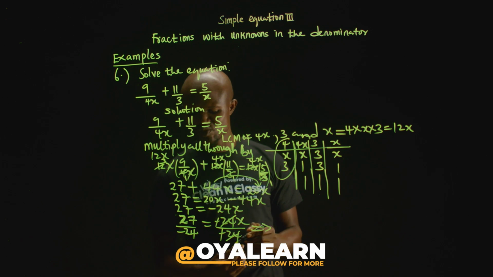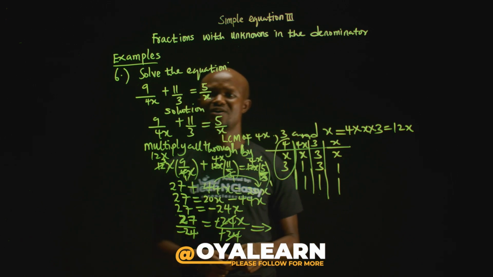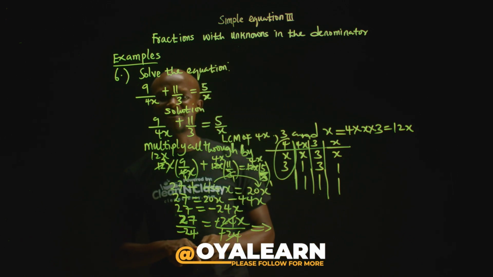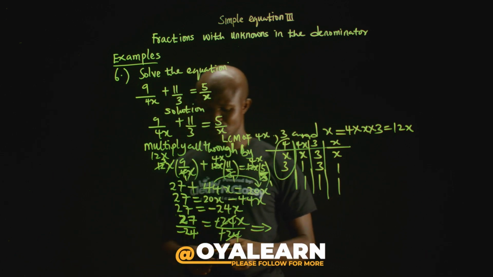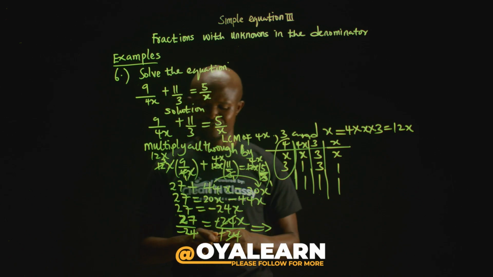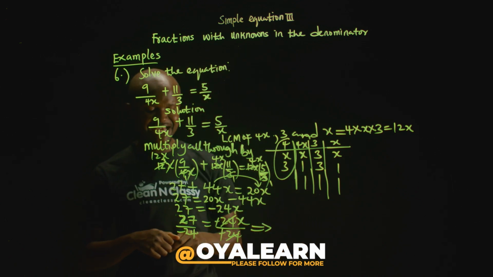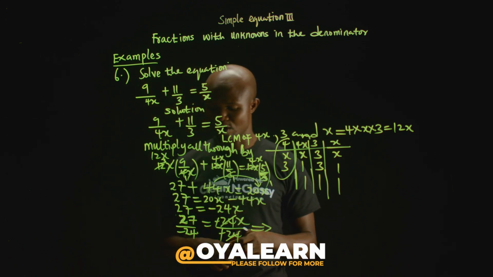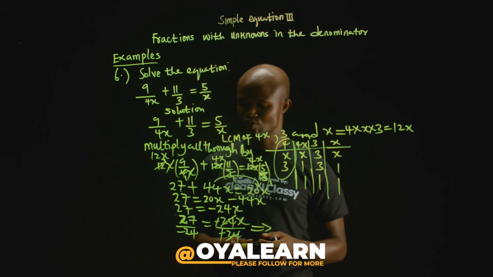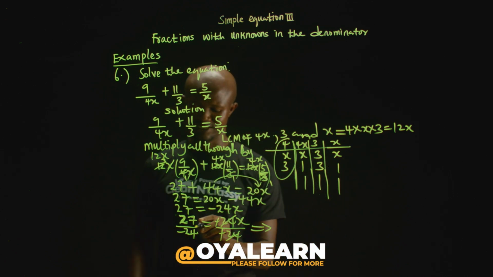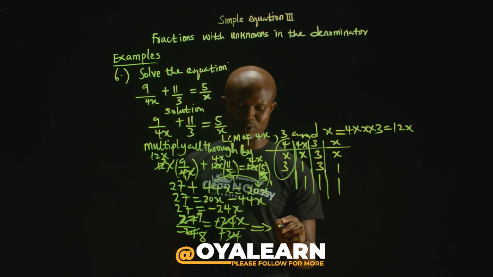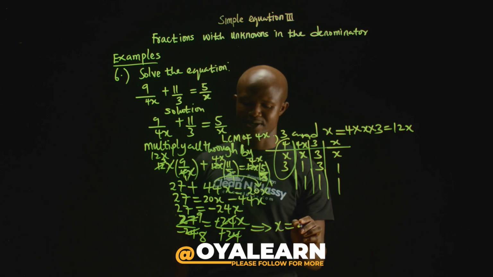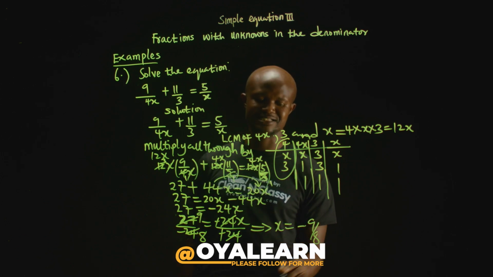What number will divide 27 and 24 such that there will not be any remainder? We can use 9. Or, 9 is not a factor of 24, so we can't use 9. So let's use 3. 3 in 24, we have 8. 3 in 27, we have 9. So here we have x equals minus 9 divided by 8.